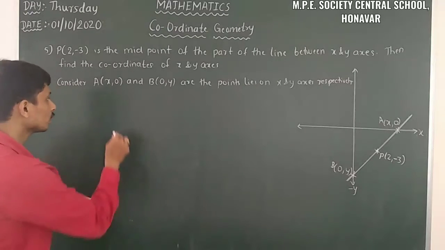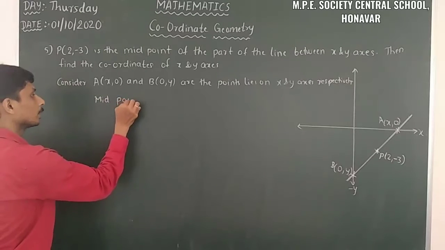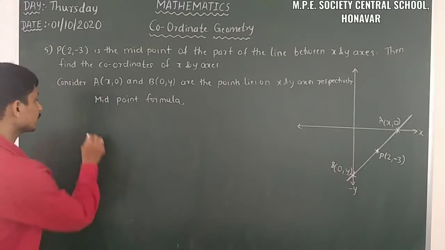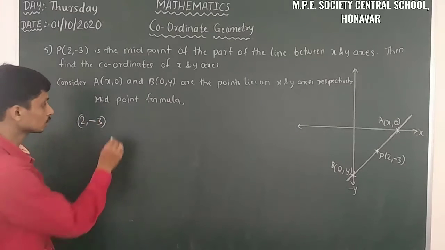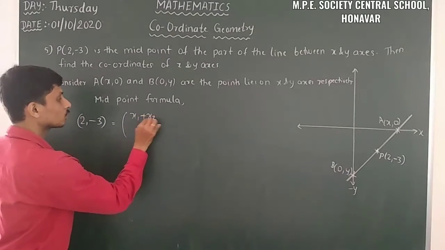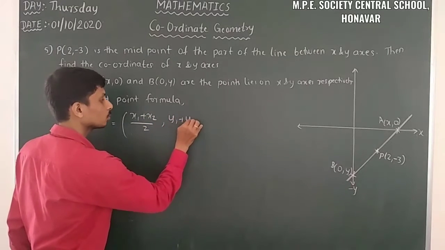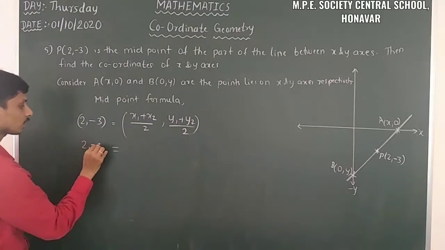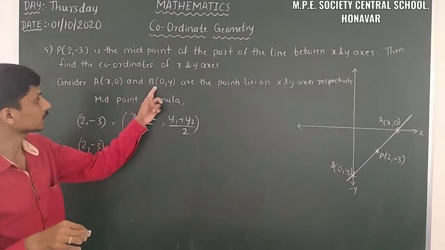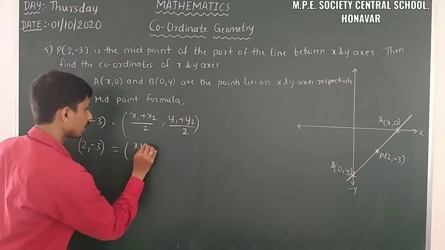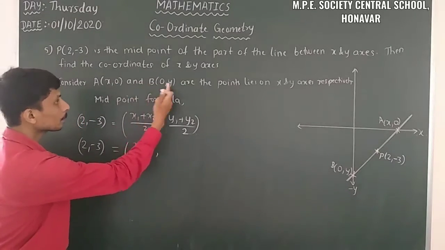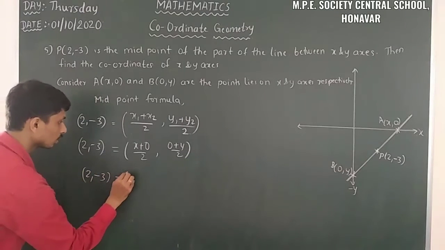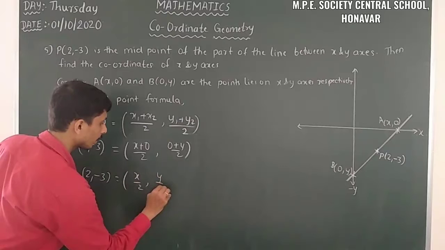Then apply the midpoint formula. From the midpoint formula, P of 2, minus 3, that is 2, minus 3, is the midpoint already given. So we have to write x1 plus x2 by 2 and y1 plus y2 by 2. Then we have to insert all the values: 2, minus 3, equals x plus 0 by 2, and 0 plus y by 2. So 2, minus 3 is equal to x by 2 and y by 2.